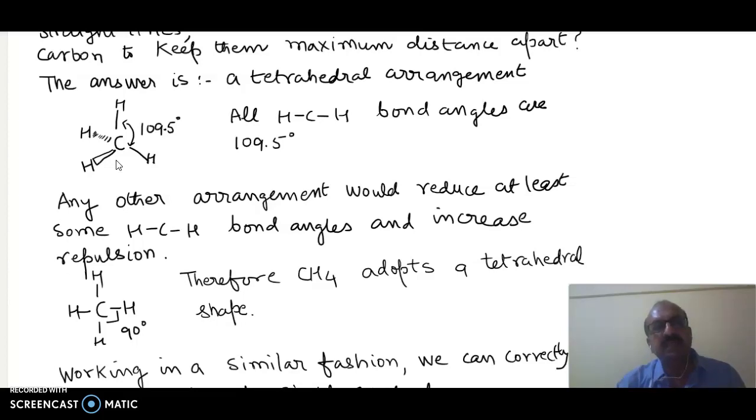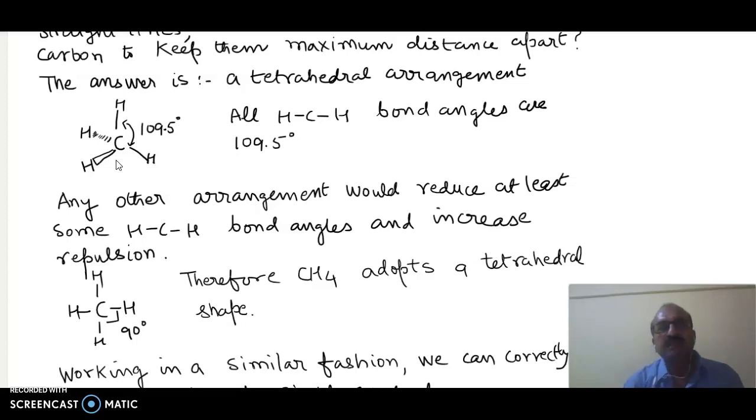And that is predicted by the VSEPR theory, that the electron pairs tend to be maximum distance apart to give the molecule maximum stability. Hence, our prediction for the methane molecule is that it would be tetrahedral in shape and the bond angles would be 109.5, which is in fact found to be the case. So we once again find that by applying the simple principles of VSEPR, we are able to predict correctly the shape of the methane molecule.